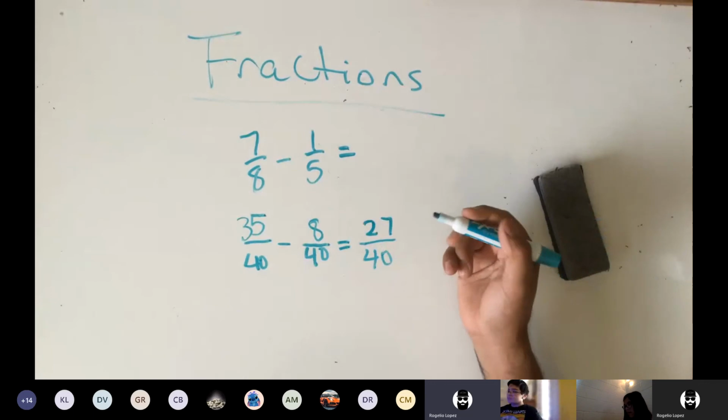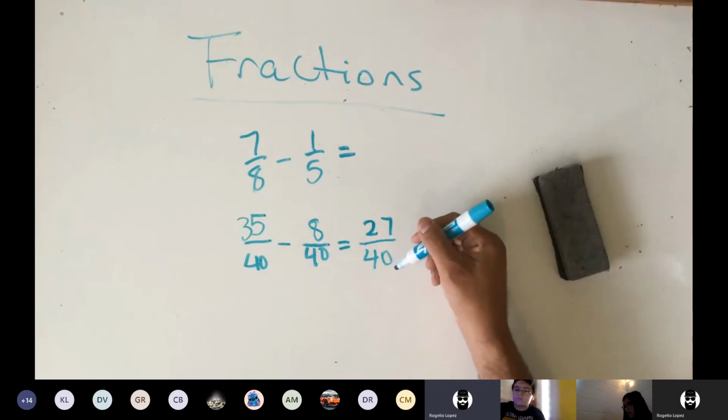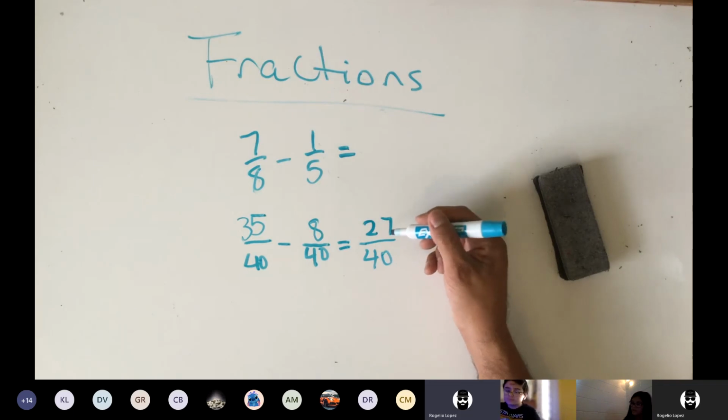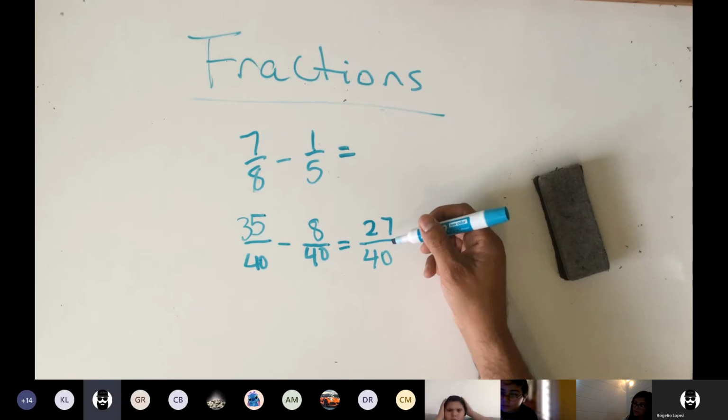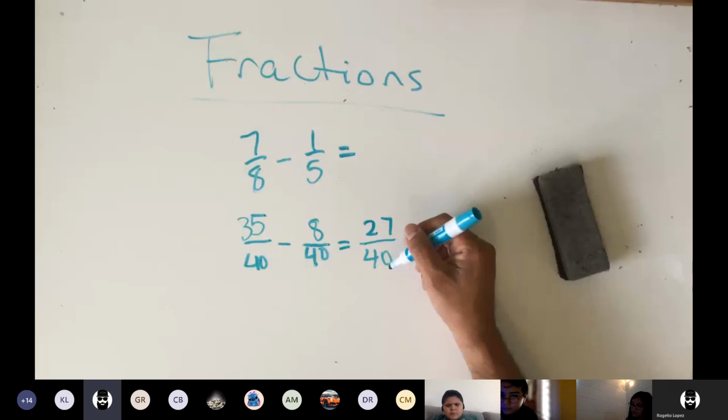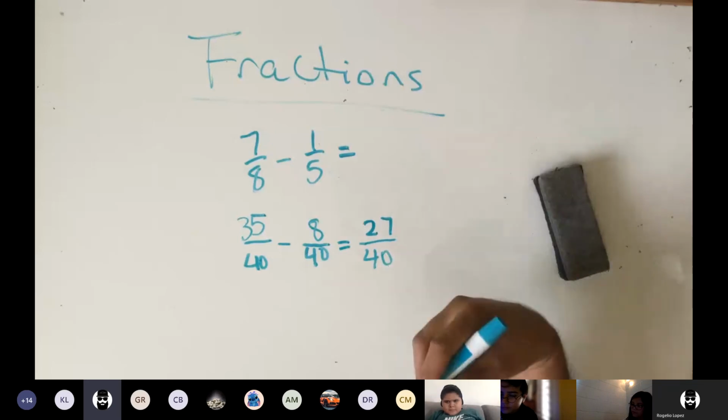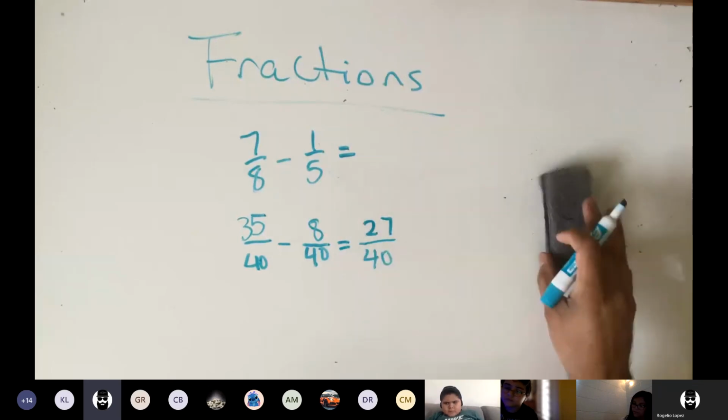The 40 stays. The 27 and the 40, nothing fits in both of those. That's the same, so I cannot simplify anymore. Like the 40 I can cut in half, but the 27 I can't. And 27 fits 9 and 3 and 27 and 1, but none of those fit into 40. So now I'm done. Okay, so that one's set.